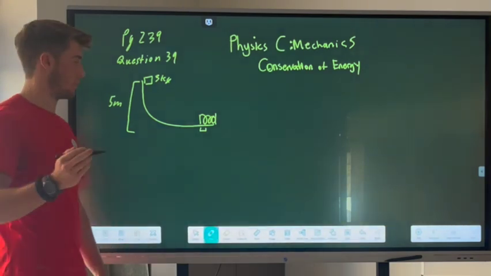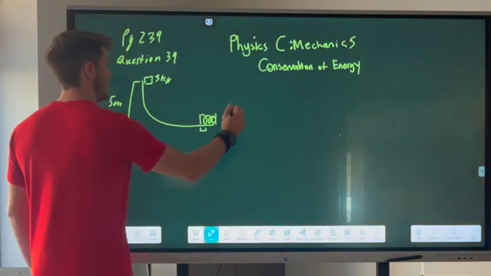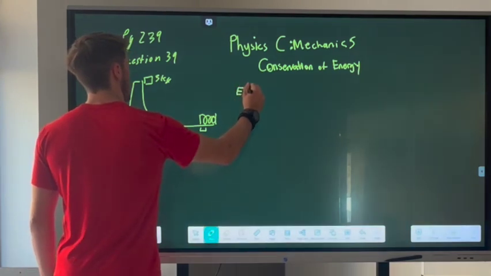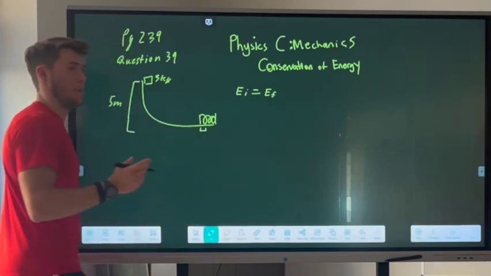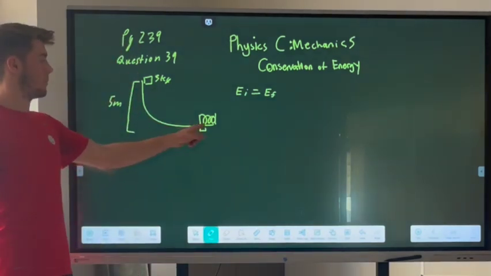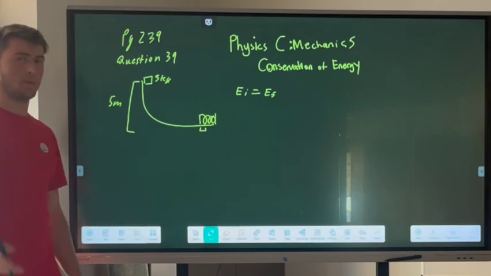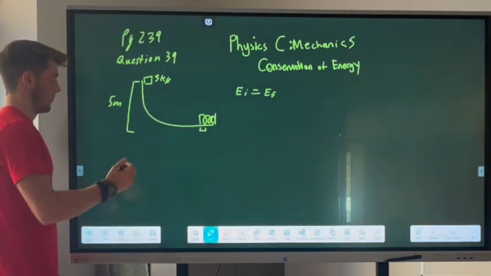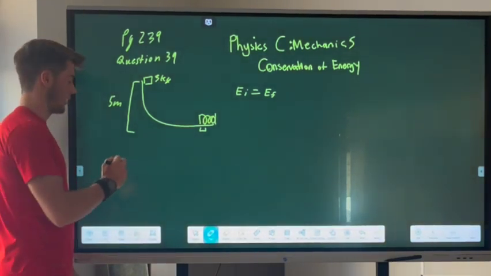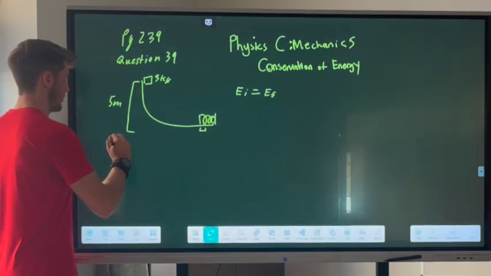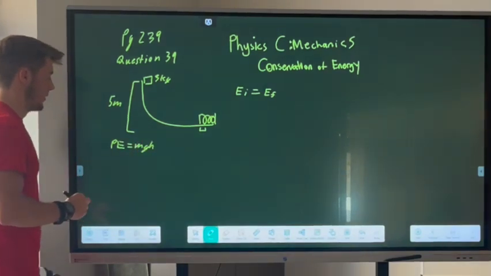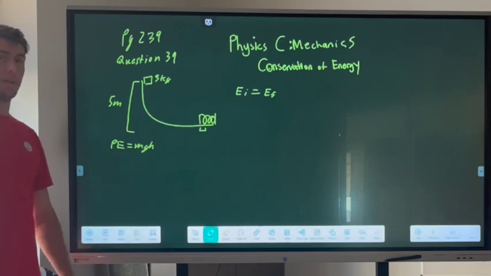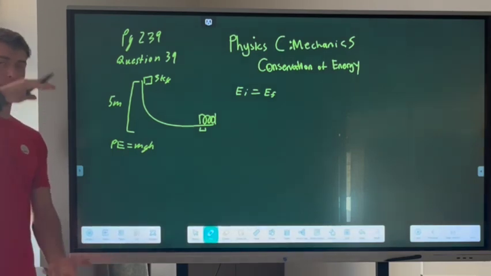So according to the conservation of energy, the energy initial must equal the energy final. So basically whatever energy you have up here must equal the energy down here, whether it's potential or kinetic. The two equations that we need to know, first one is potential energy equals mass times gravity times height. That's just potential energy for anything that is suspended above the ground.